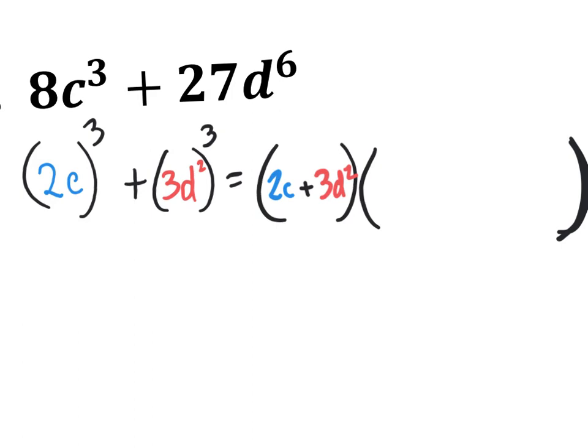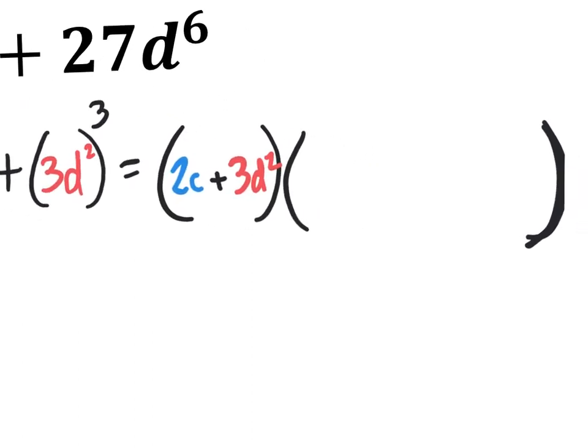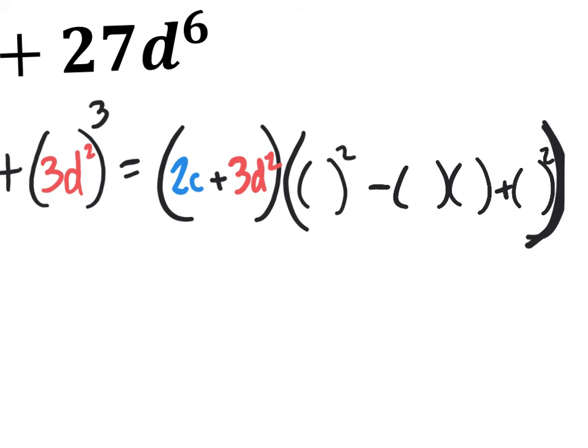Now for the trinomial, this is where it gets a little more interesting. I am going to have to use parentheses here. I know that this is an a squared, and then if the binomial had a plus here, the ab here is going to be a minus. So I'm going to put a minus ab, and then plus b squared, okay? So our a value is clearly the 2c, and the b value is 3d squared.